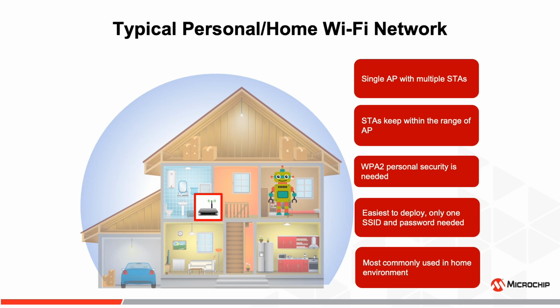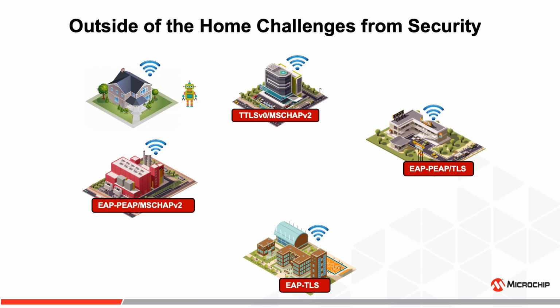So how is that different than an enterprise type setup? Here's what it looks like when you're outside of the home. Once you leave your home and you go to different enterprise locations, say this is a single corporation with multiple sites throughout the country or globe, or this could be a campus, for example, like a university campus that has multiple buildings, you start to have new challenges. One is physical location, and the other is the requirement for stricter security.